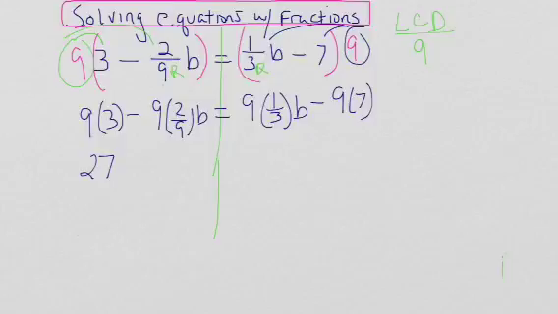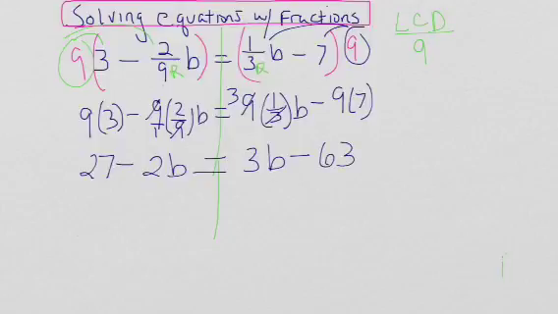Now if you look at the next term, these 9's cancel because 9 divided by 9 is 1. So I'm left with 2b. And then here I have 9 times 1/3, which you can just say, what's 1/3 of 9? 3 goes into 9 three times. 3 times 1 is 3. And then minus 9 times 7 is 63.